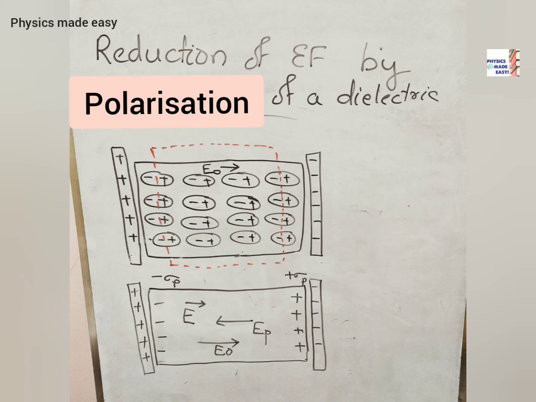Induced surface charge density, that we can take as plus or minus sigma P. These induced surface charges set up an electric field. That means the field due to polarization inside the dielectric has a direction opposite to that of the external field E0. This tends to reduce the original field in the dielectric. So we can say the resultant field E in the dielectric will be the external field minus the polarized electric field, E0 minus EP, and directed in the direction of the external field, that is along E0.